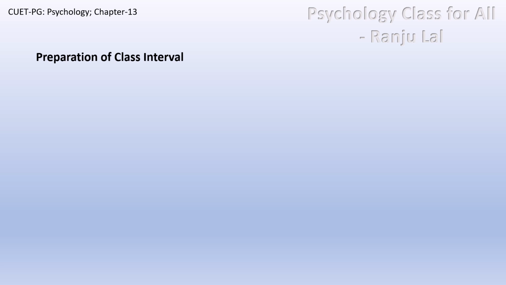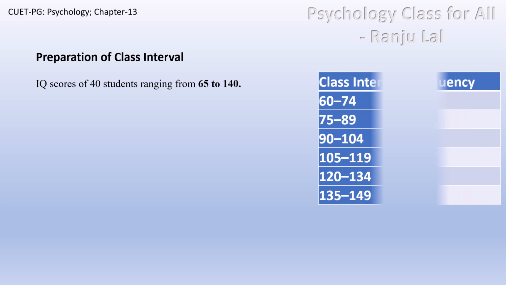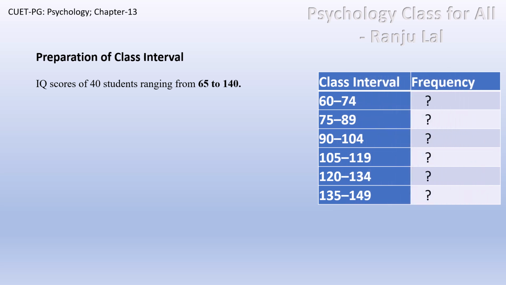Now, about how to prepare class intervals. I will discuss it step by step. Let's assume we have IQ scores of 40 students ranging from 65 to 140. The first step is to find the range, and the formula for range is maximum value minus minimum value. Here, the maximum value is 140 and the minimum value is 65, so the outcome is 75.